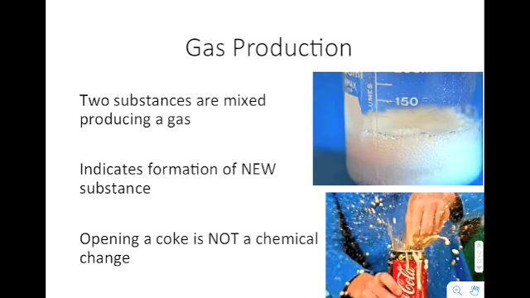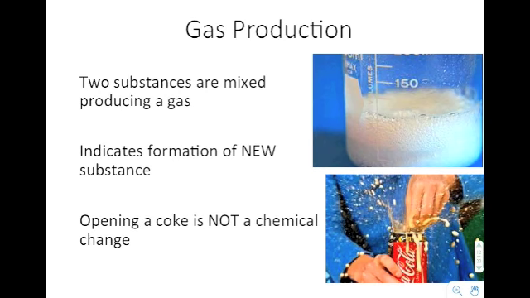So for example, gas production. Two substances are mixed producing gas. That does indicate the formation of a new substance. If you take acid and baking soda and put them together, it produces bubbles. That is evidence that a chemical change has occurred.